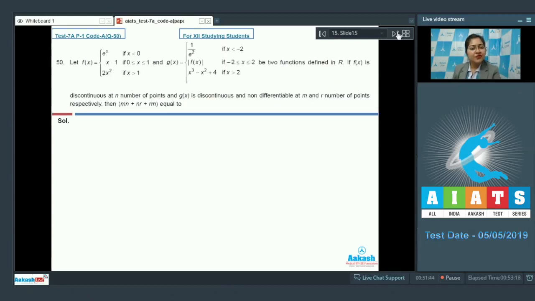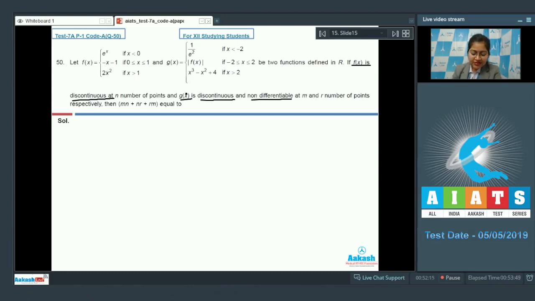Next is question number 50, which says that let f(x) is equal to e raised to the power x for x less than 0, minus x minus 1 for x going from 0 to 1, and 2x square for x greater than 1. Similarly, a function g(x) is also given. Now we have to find the number of points of discontinuity of f(x), and we have to find the number of points of discontinuity and non-differentiability of g(x). So let us start it.